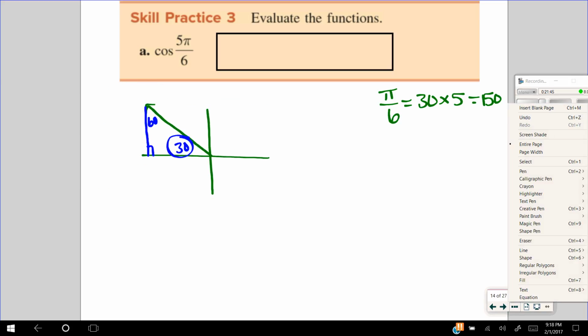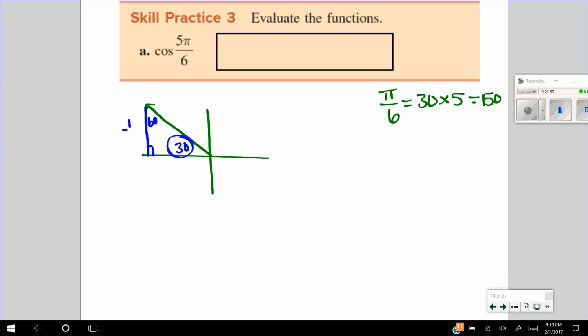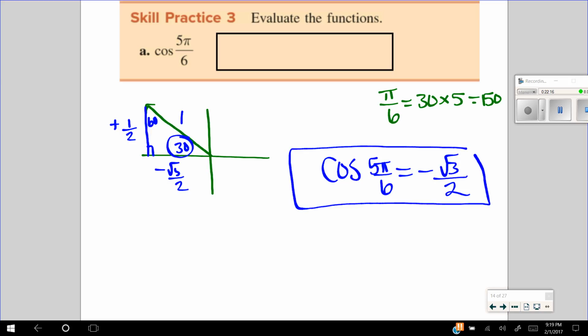I'm going to label my side lengths. So side across from 30 is 1/2. I know hypotenuse is 1. Across from 60 is root 3 over 2. Moved left, so negative. Moved up, so positive. Okay? So the cosine of 5 pi over 6 is the adjacent side, which is the negative square root of 3 over 2, over hypotenuse 1. So I don't need to worry about that. Okay? So negative square root of 3 over 2.